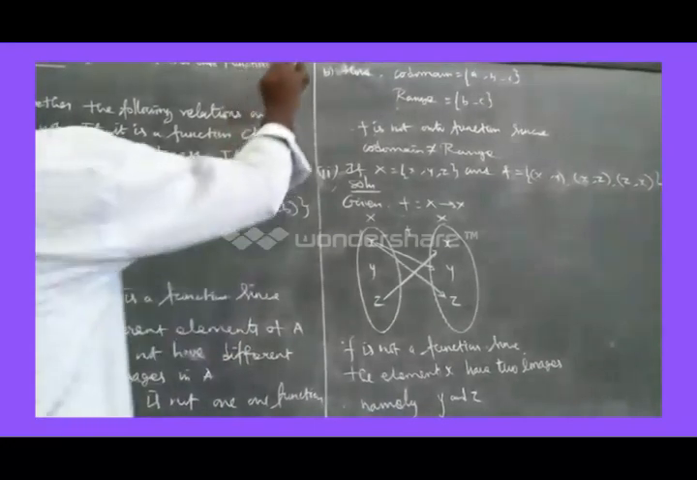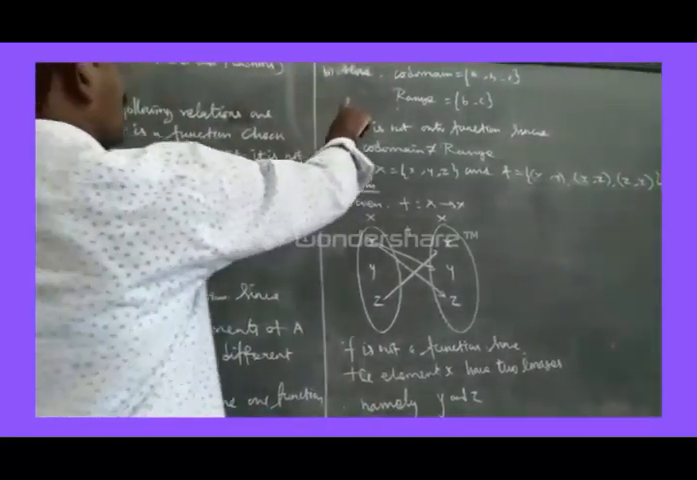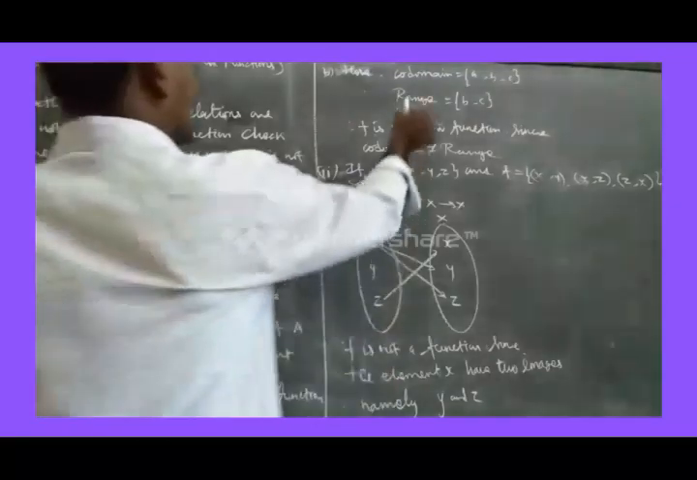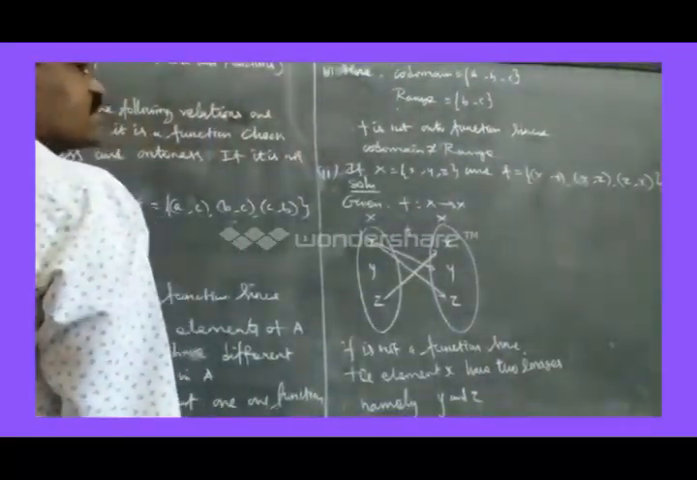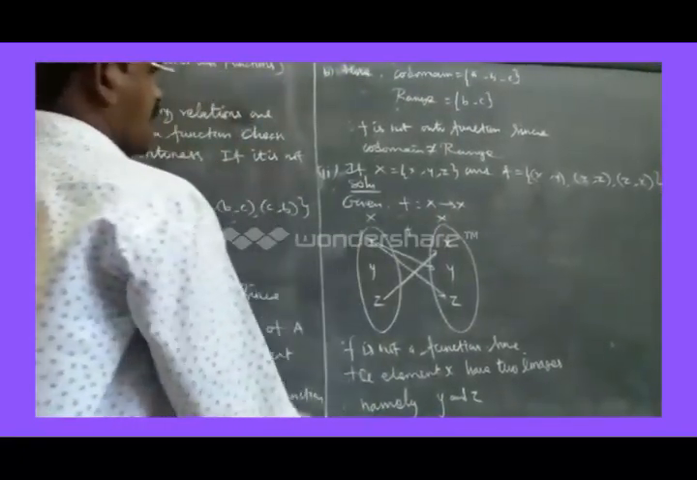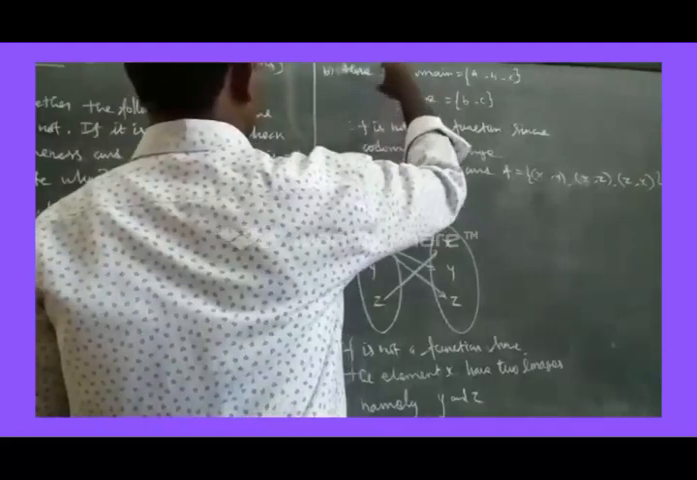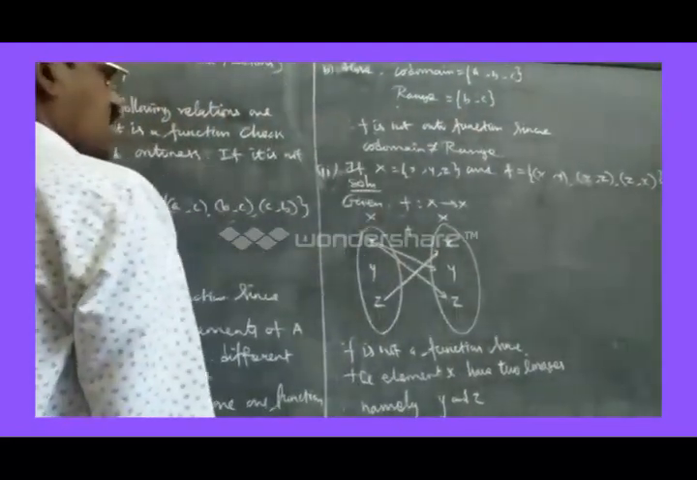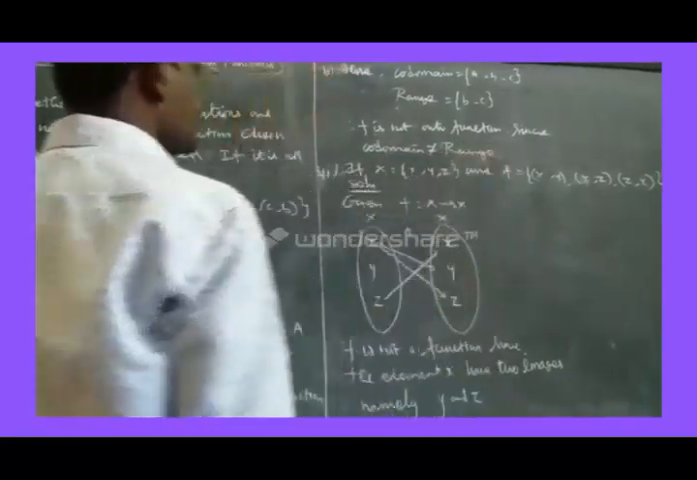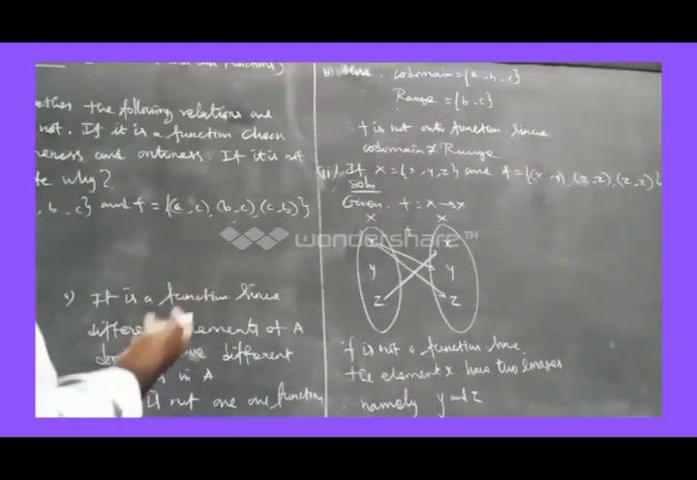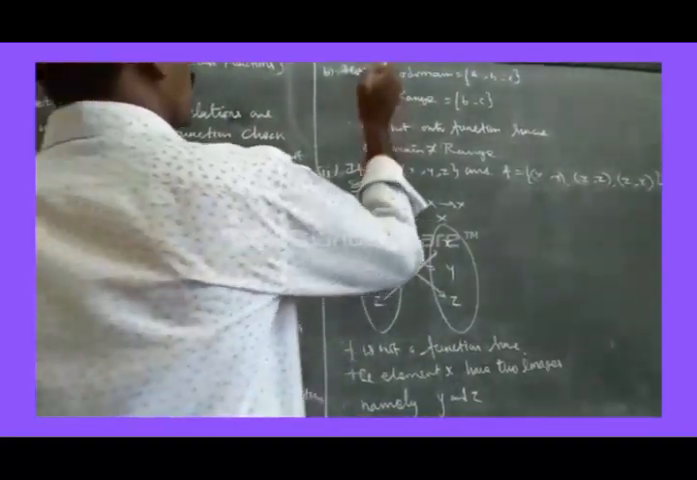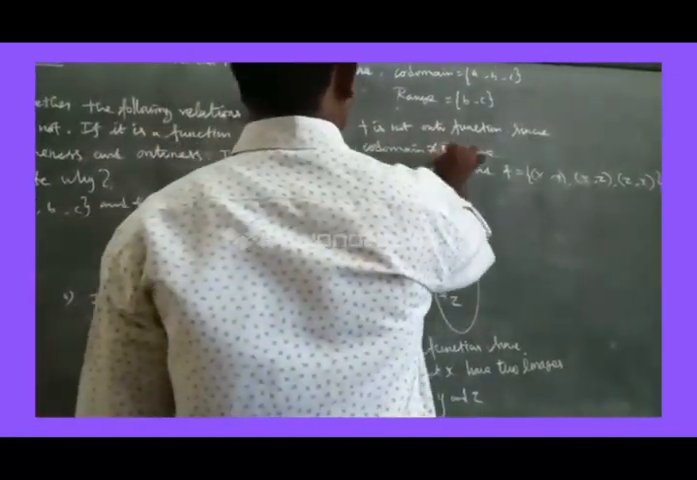Next, case 2. Here the codomain equals {a, b, c} and the range equals {b, c}. The elements of the codomain are a, b, c, and the range elements are b, c. So f is not an onto function, since the codomain does not equal the range. Therefore f is not an onto function. The condition for an onto function is that the codomain equals the range.